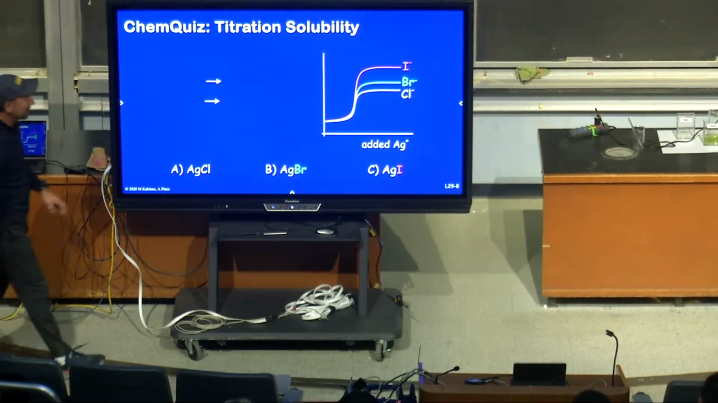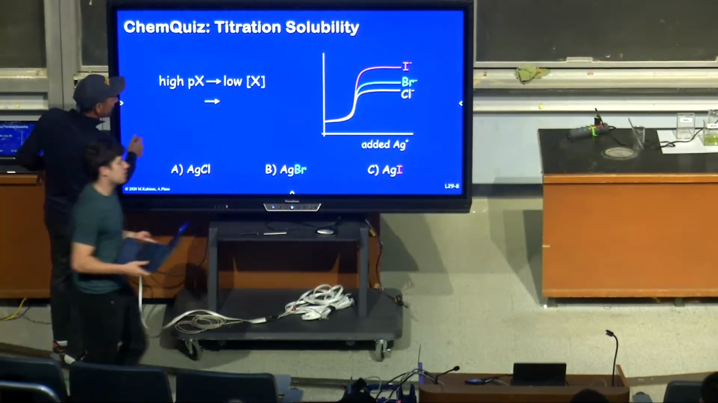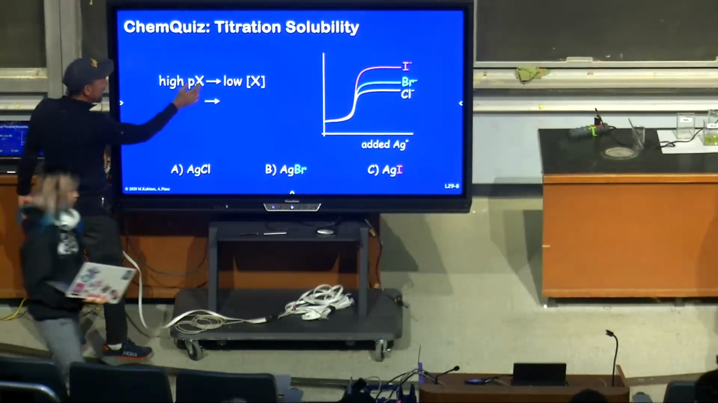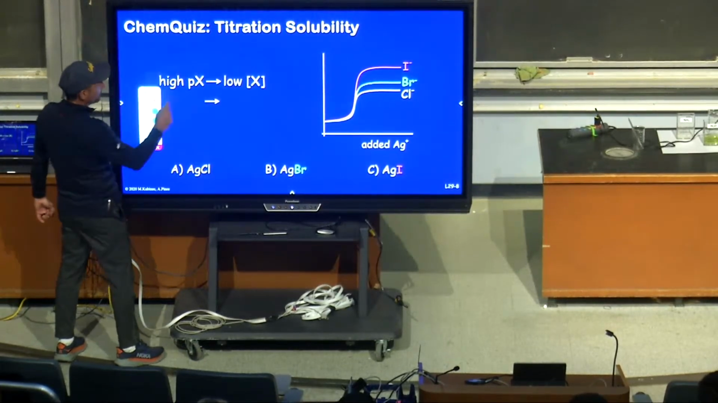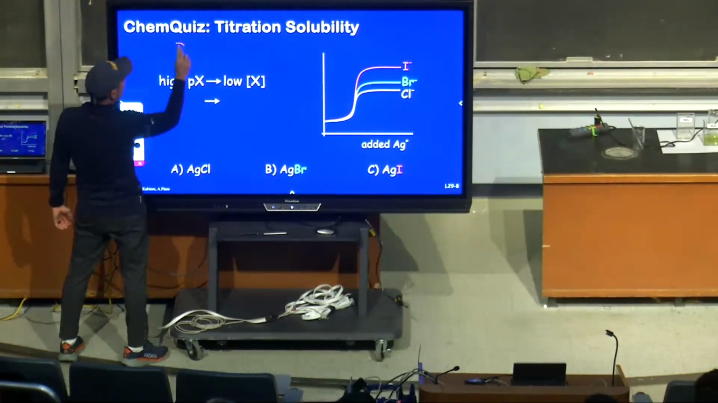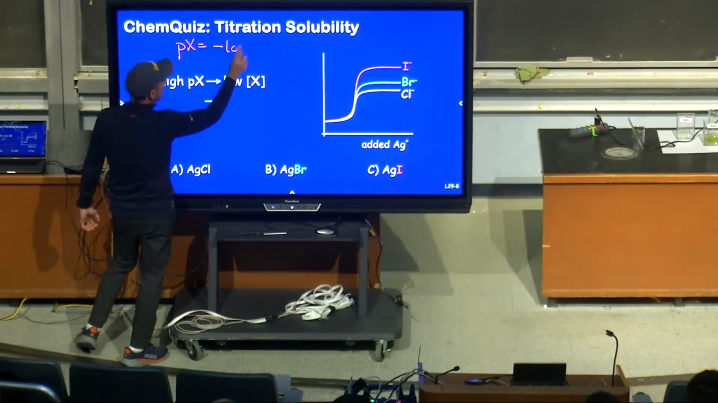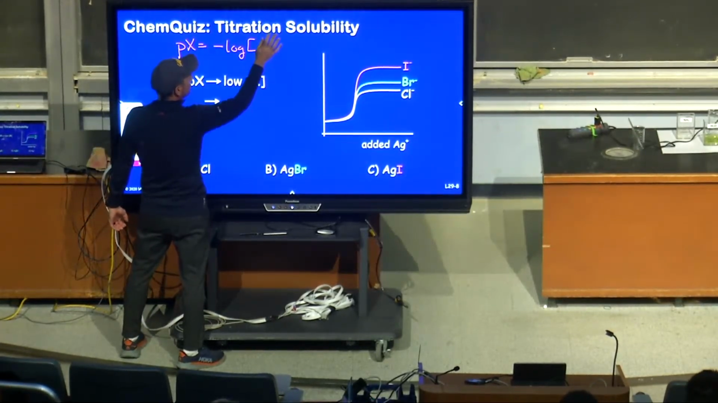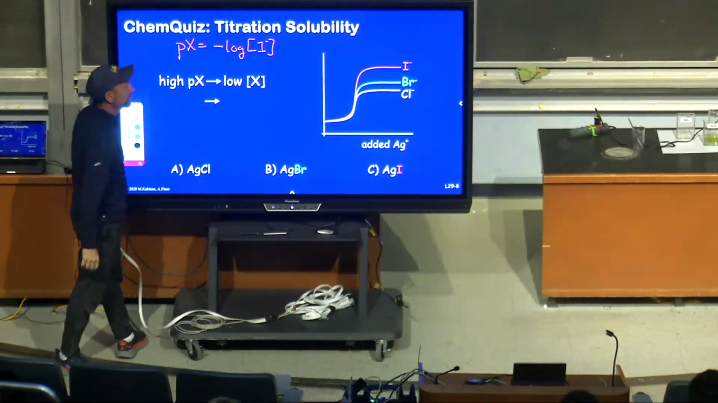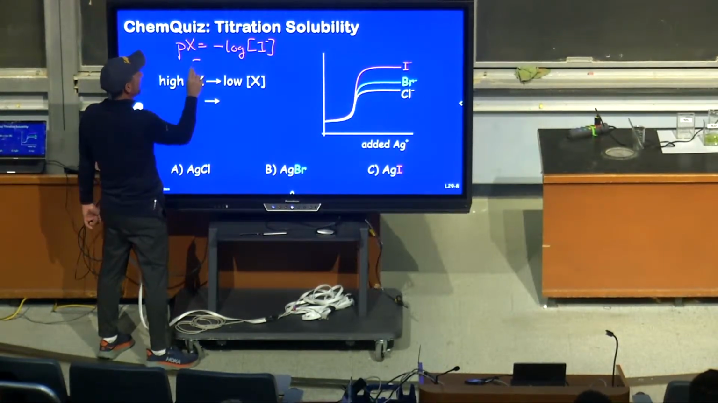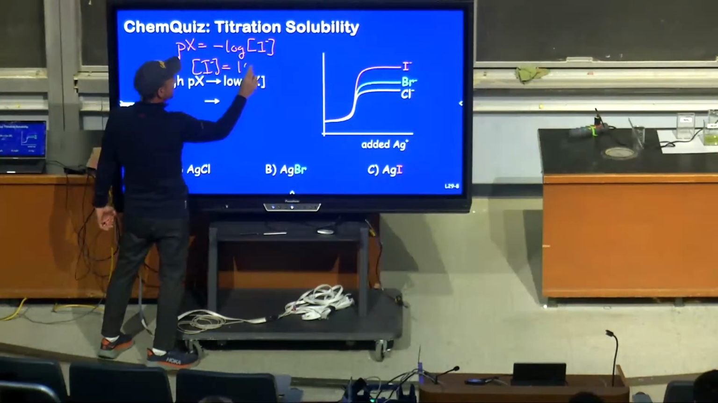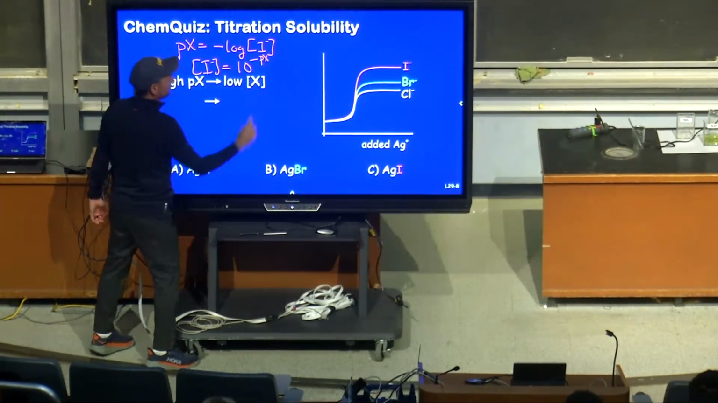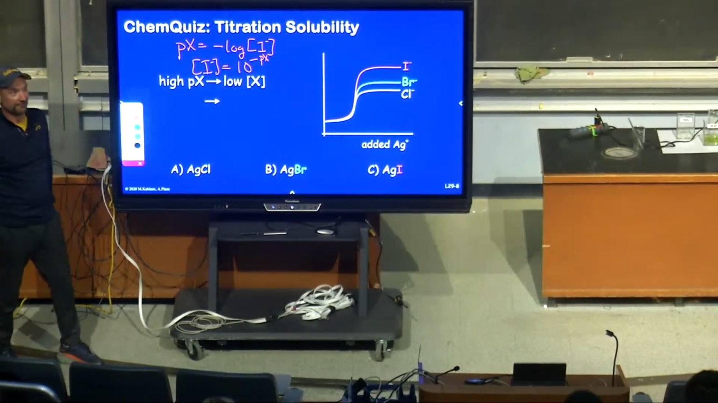What's going on here? You're looking at a titration. How much animation do I have? So pX is minus log of the X concentration. Let me just write it down because I don't know what the animation looks like. pX is minus log of the X concentration. So iodide, for instance, it's the concentration of iodide. So that means that the concentration of iodide ions is 10 to the minus pX. Right? That's what we've said.